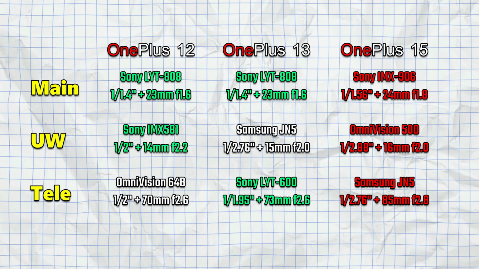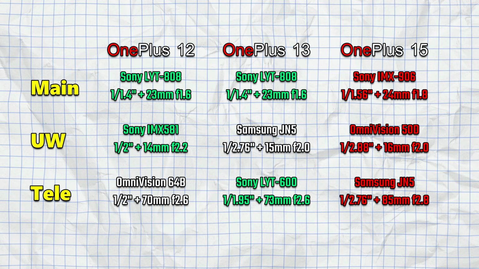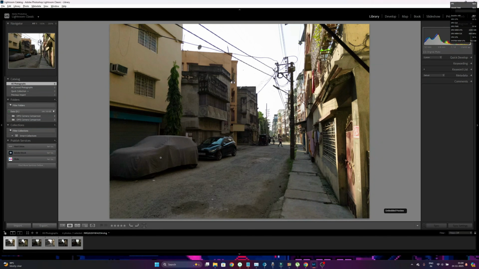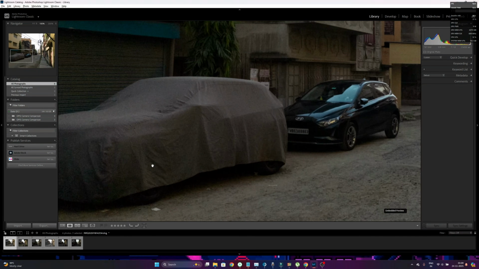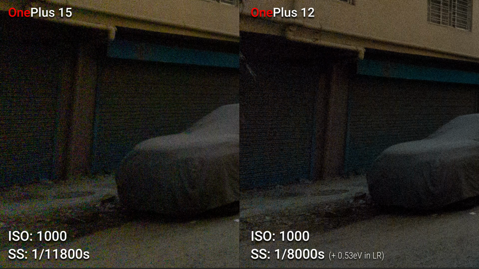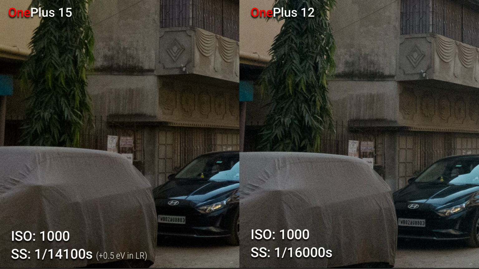Okay, first let's compare the hardware differences which you will definitely feel when shooting RAW. Comparing raw DNG file between the two devices at 1000 ISO, the ultrawide shows the biggest difference. The OnePlus 12's ultrawide RAW is much less noisy compared to the OnePlus 15. The difference is much lesser when comparing the main sensors. It's touch and go really. I would say the OnePlus 12 has the slightest advantage.